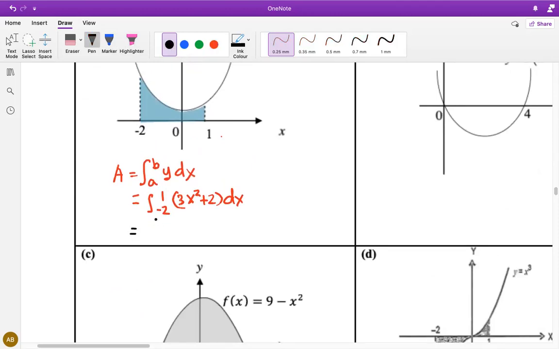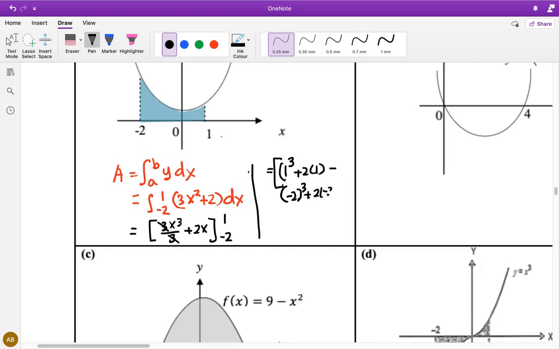So we integrate as usual. 3x squared becomes 3x cubed over 3, plus 2x, from -2 to 1. This gives you x cubed. Now I can substitute in: 1 cubed plus 2 times 1, then minus (-2 cubed plus 2 times -2). You use your calculator and you should get your answer here. You can also use your calculator straight away to find it, but you won't get full marks like that.